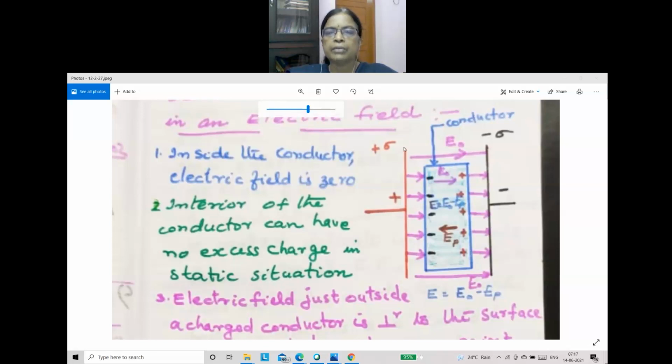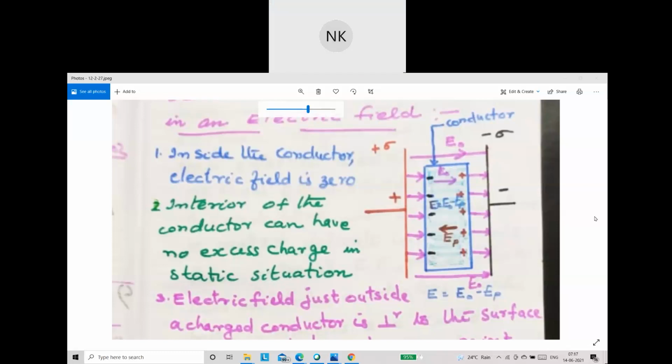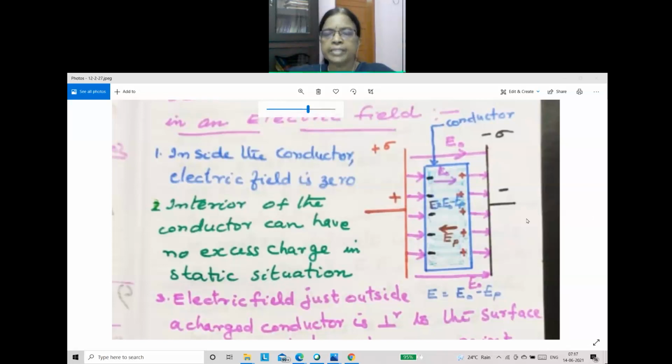Now we can see here externally, what is the direction of electric field? Positive to negative or negative to positive? Electric field, as we have studied, is positive to negative. So externally you can see from the plus sigma plate to the minus sigma plate, positive to negative. The arrow mark is also showing that direction of electric field. And inside the dielectric also, electric field direction is positive to negative.